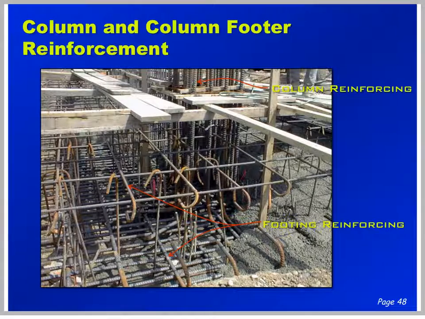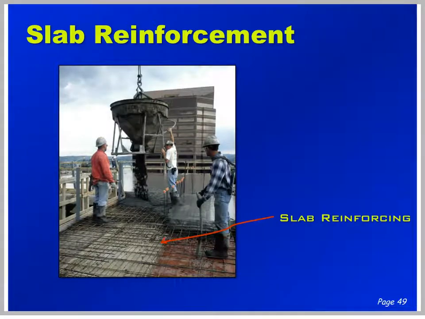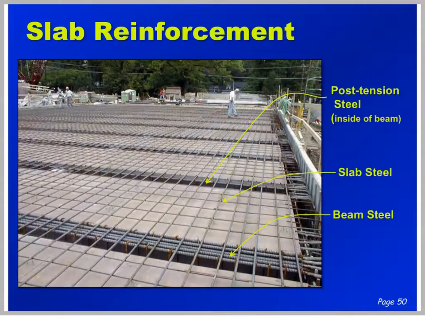Here we have a column getting placed showing the column and footing reinforcing. And here we have a structural flat slab deck getting poured over rebar. And on this structural deck for a parking garage, we see beams spanning from one side to the other, with rebar spanning from beam to beam. This would be a one-way slab. There are also post-tension cables that are out of view in the concrete beams.